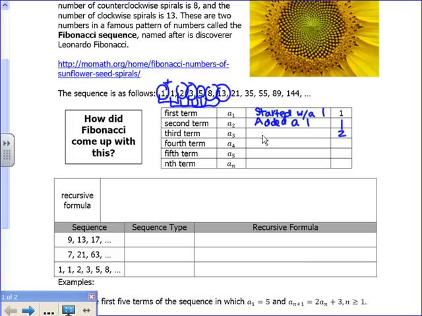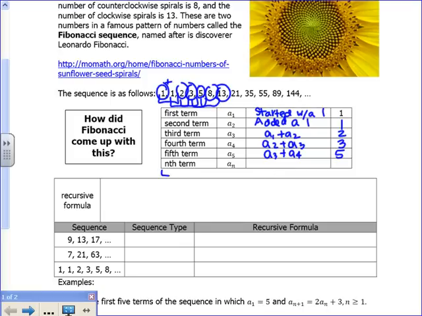How did he get the 2? Well, he took a1 and added a2 to it, and he got 2. How did he get the next term, which happens to be a 3? Well, he took a2 and added a3 to it, and he got a4. Again, same thing: a3 plus a4, and he got a5, which is 5. Then a4 plus a5, and so on and so forth. This one we actually have to write out the formula, sorry.